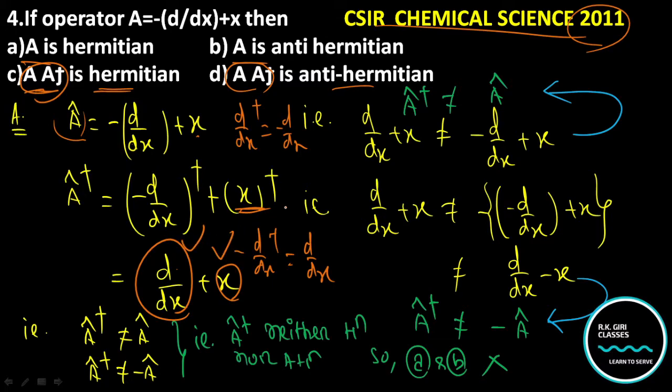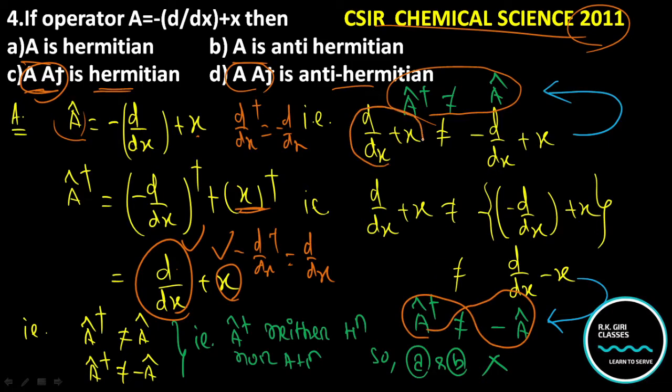Now find out, is it in this form, A cap dagger is equal to A cap, or A cap dagger is equal to minus A cap, right? So if I represent it like this, d by dx plus x, it is obviously not equal to minus d by dx plus x. That means it's not a Hermitian operator, right? Now check whether it is an anti-Hermitian or not. Just check it, right? This is your result, d by dx plus x. This is d by dx plus x.